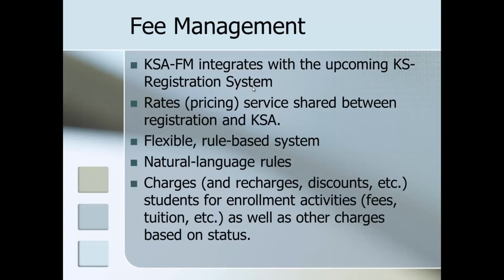KSA has, again, a flexible rule-based system using natural language rules that can work out whether that student's eligible for charges, if the student has to be recharged for something, if there's a discount to be applied, other activity or enrollment fees to be applied to that student, choosing regular course fees, tuition, and anything else that might be based on the status of the student. So, you may offer a discount to students who have early registered, or you may apply a late fee if the student registers after a certain date. That's all handled by fee management natural language rule system.